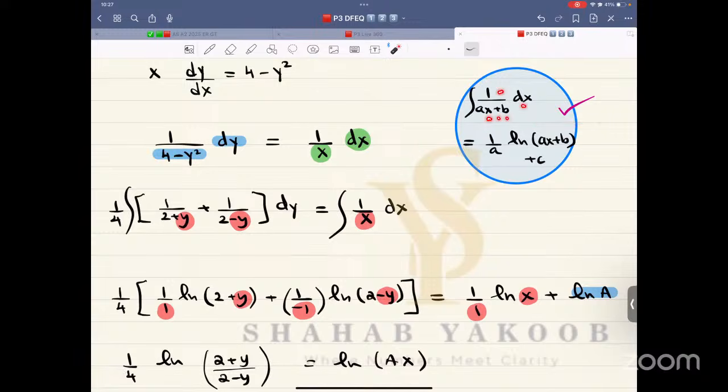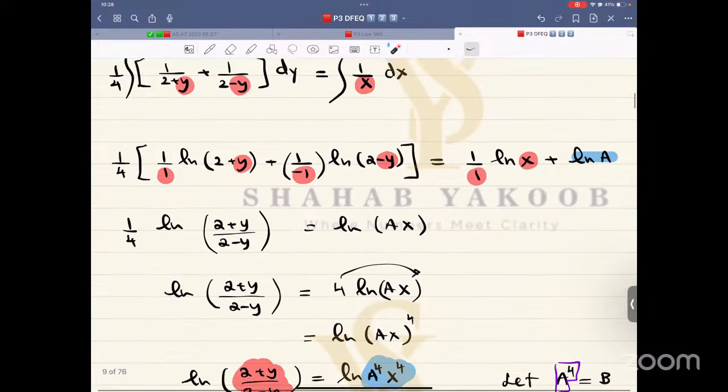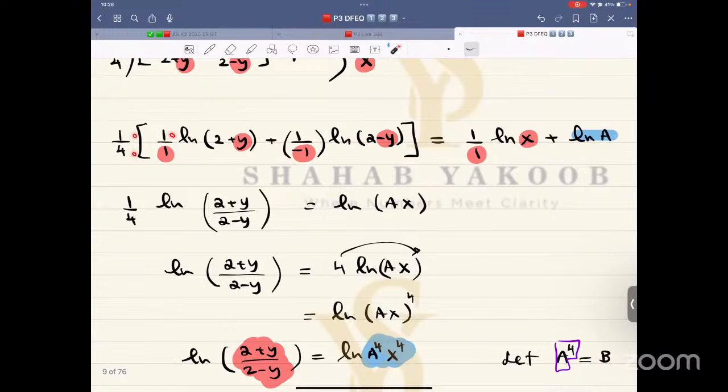1 over ax plus b dx is 1 over a ln ax plus b plus c. So this is 1/4. This is 1 over 1 ln 2 plus y. This is 1 over -1 ln 2 minus y. 1/4 is common because of the negative sign. This is division. This is 1 over 1 ln x plus ln a. Now all the terms are in ln.